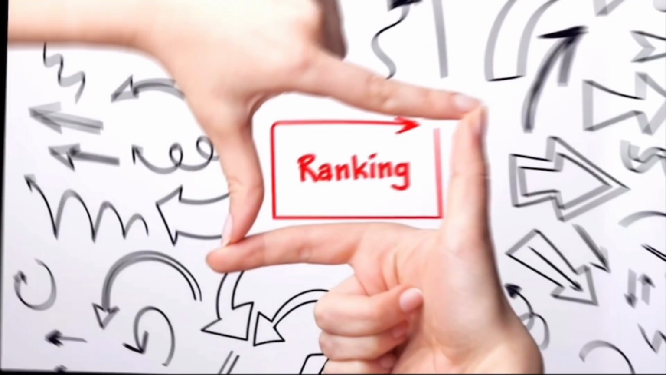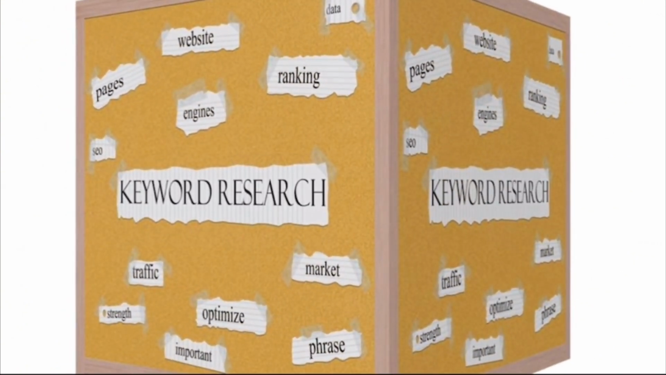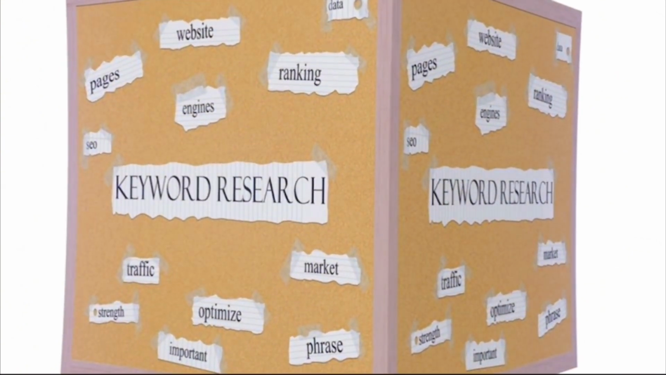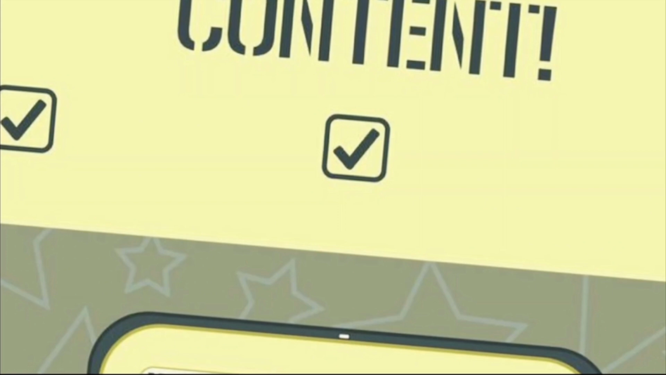Improve your website's ranking on Google. Consider these strategies. 1. Keyword research. Identify relevant keywords for your content and incorporate them naturally in your website's text, titles, and meta tags. 2. Quality content. Create valuable, engaging, and well-written content that addresses the needs of your target audience. Regularly update and expand your content.